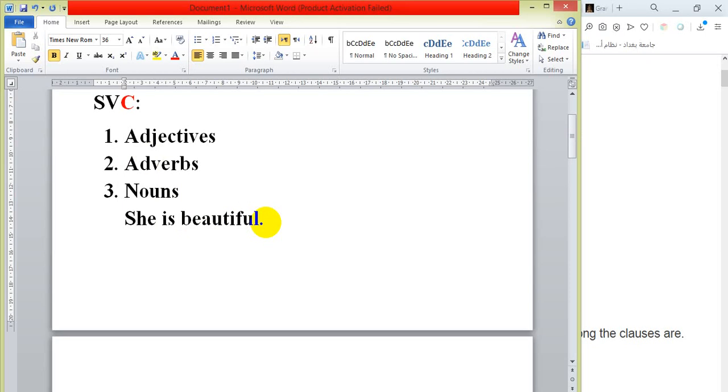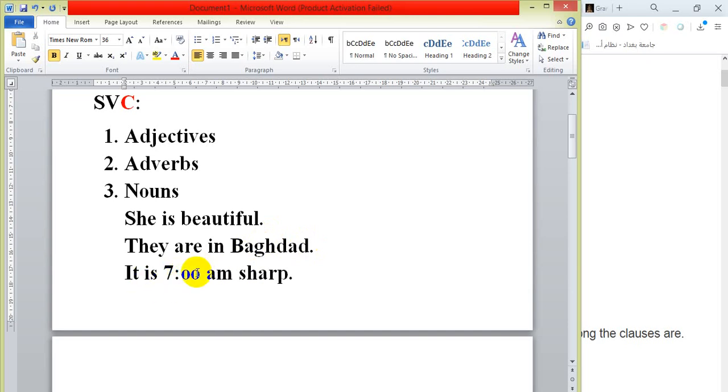When I say, for instance, they are in Baghdad. Okay, they are in Baghdad. So in Baghdad is an adverb of place. It is 7 sharp. Okay, here it is 7 sharp, 7 a.m., 7 p.m., whatever, sharp. So 7 here is what? 7 is a complement. Okay, here we have an adverb of time.